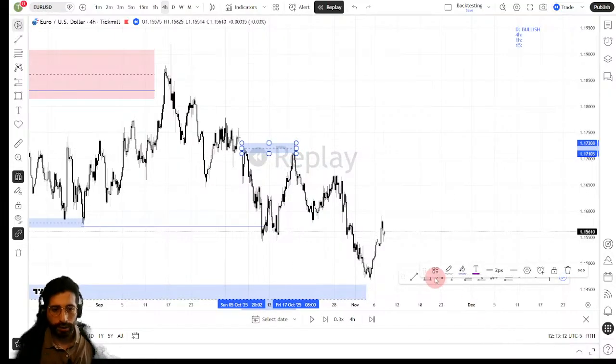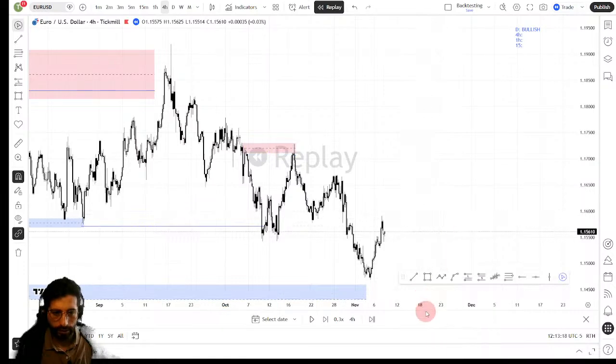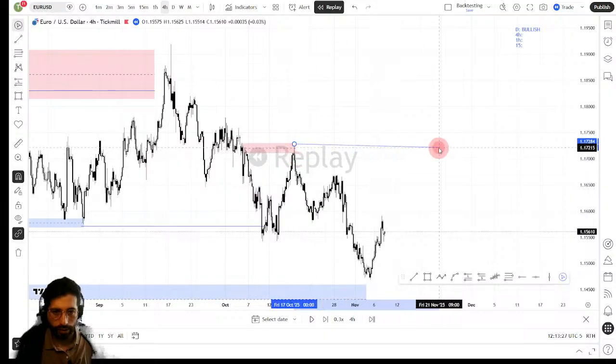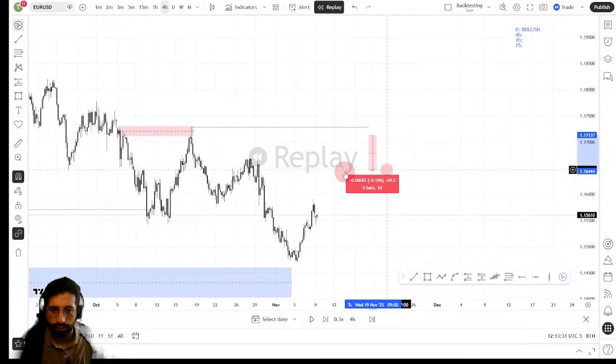The highs will likely be respected, right? So this is a supply zone, and this is a strong high, right? What is the meaning of strong high? Some of you already know it. It's a point where the price will likely respect it.